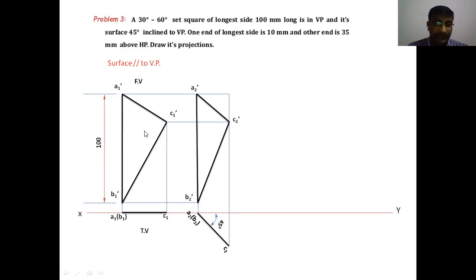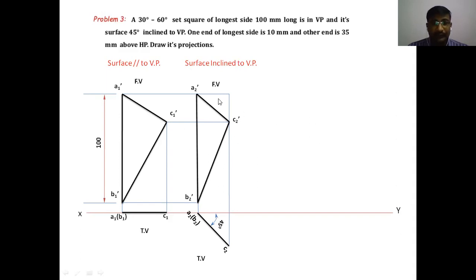This is the first stage front view and top view when the surface is parallel to VP. These are the second stage front view and top view when the surface is inclined to VP at an angle of 45 degrees. Clear, student? This is the front view and top view. This stage is when the surface is inclined to VP. Clear, student? This is the second stage. Then go to the third stage.